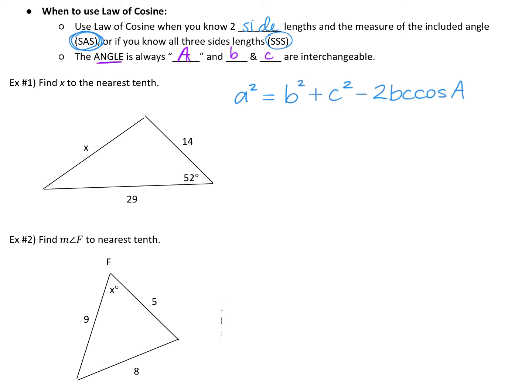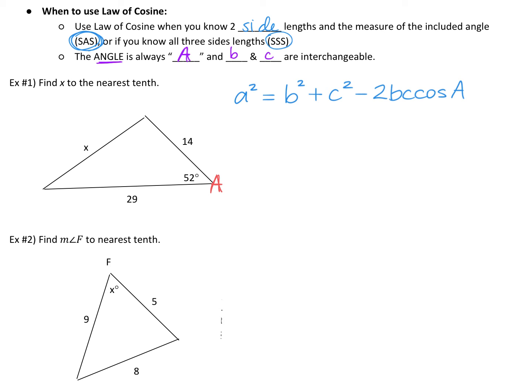Your best bet with these is to always start at a capital A, because there will always be something in the capital A spot that's very distinct, because your capital A is your what? The angle, okay? So start from the angle that they give you, in this case, the 52. So we're gonna label 52 as our capital A.